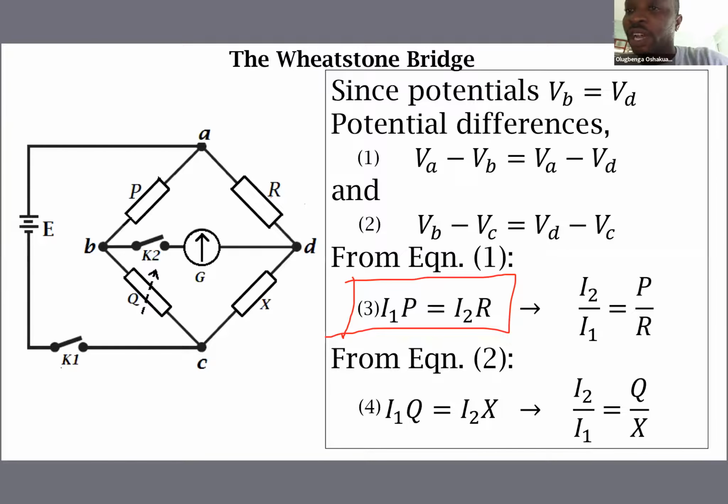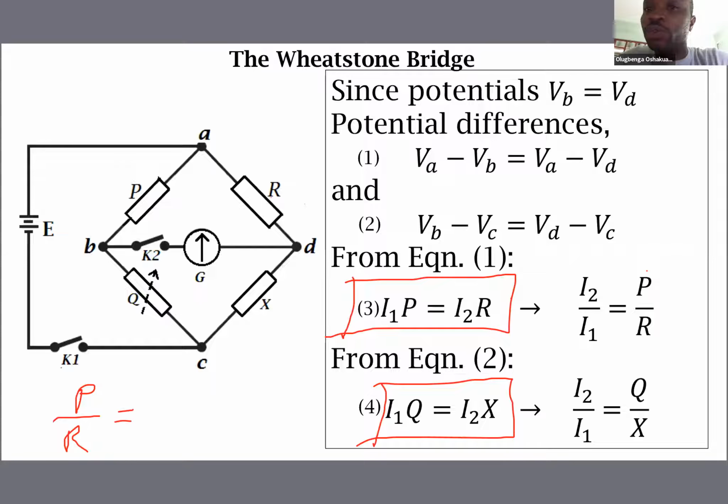These are the two expressions we had not long ago: I1P equal to I2R and I1Q equal to I2X. Then we can find I2 over I1 in both equations to be P over R and also Q over X. Since both equal I2 over I1, then we don't need a prophet to tell us that P over R is equal to Q over X. And if you want to make it a bit simpler, I prefer to cross multiply, and I have the product of P and X equal to the product of Q and R.